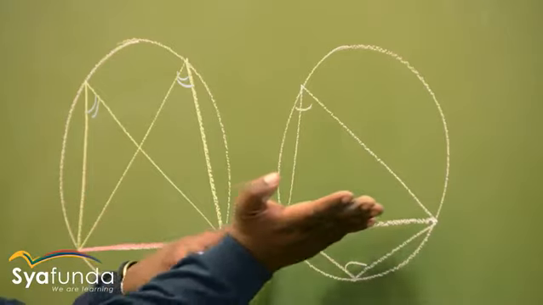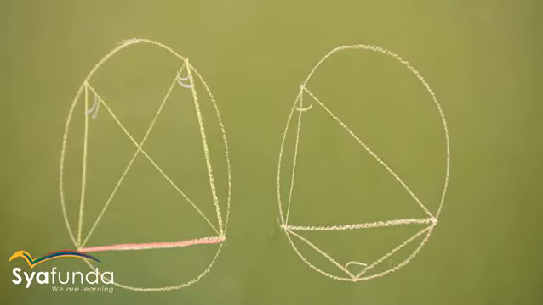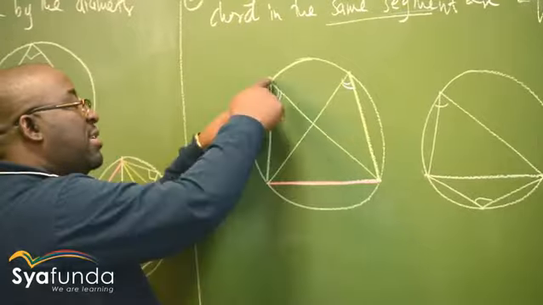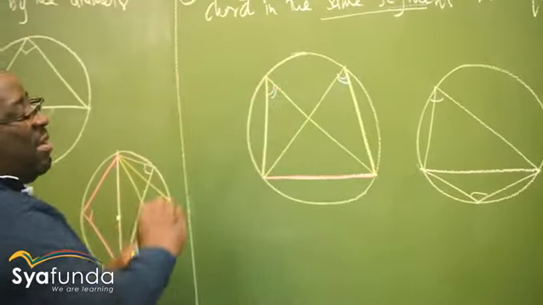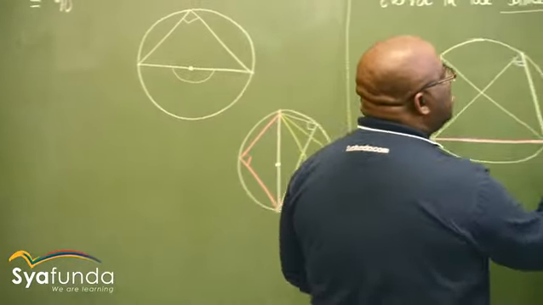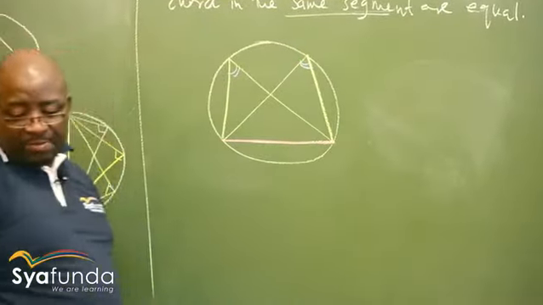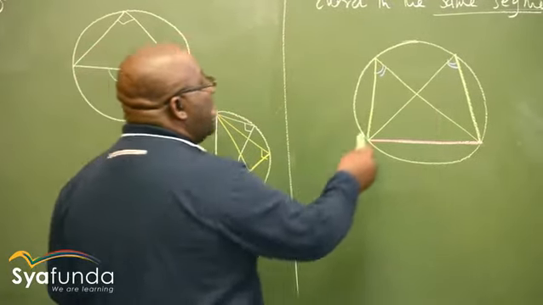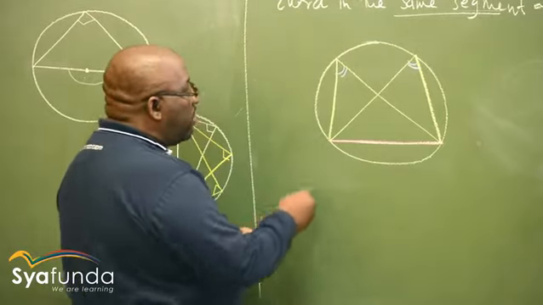You can't have the one at the major segment and the one at the minor segment. Both of them must be at the same segment for them to be equal. We therefore say this angle subtends that one, but both of them must be where? At the same segment. Hence, when we abbreviate this theorem, we can say angles in the same segment. Both of them emphasize the fact that both of them must be in the same segment for this to be true.